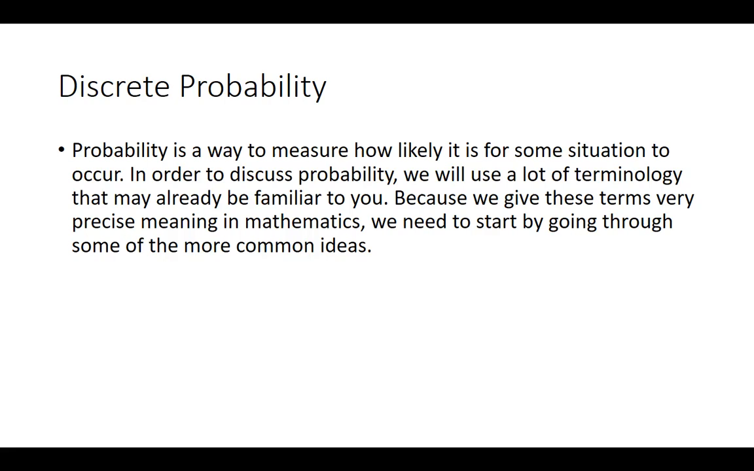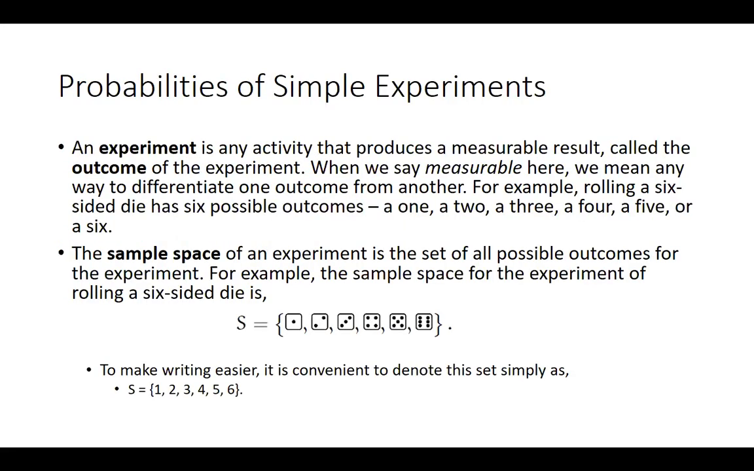Because we give these terms very precise meaning in mathematics, we need to start by going through some of the more common ideas. An experiment is any activity that produces a measurable result, called the outcome of the experiment. When we say measurable here, we mean any way to differentiate one outcome from another. For example, rolling a six-sided die has six possible outcomes: a 1, a 2, a 3, a 4, a 5, or a 6.